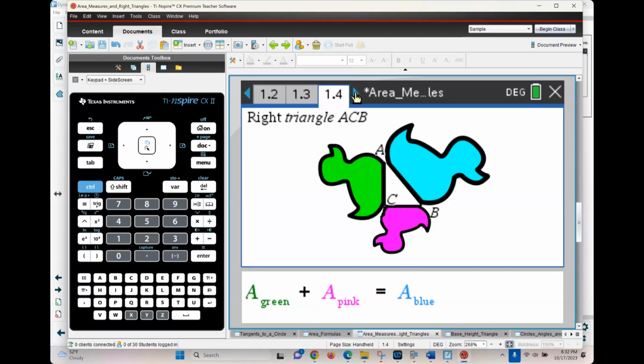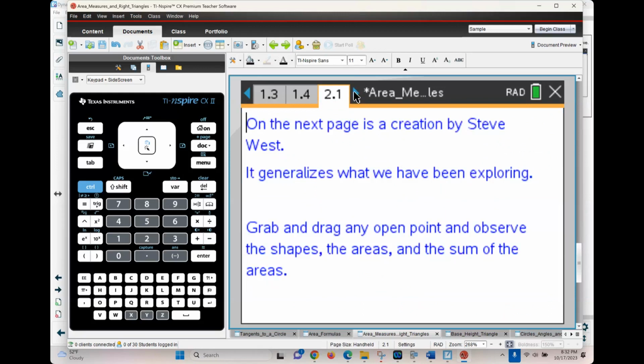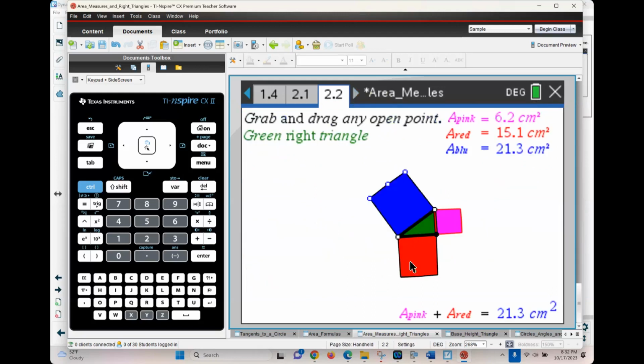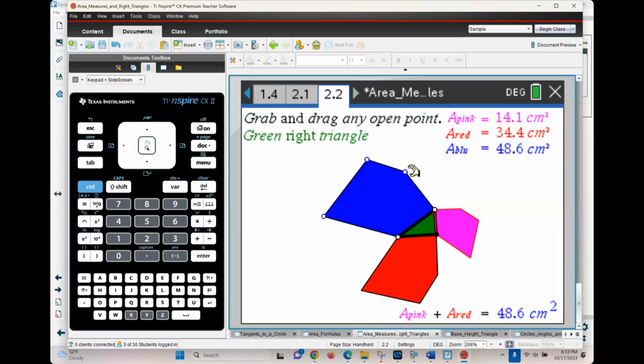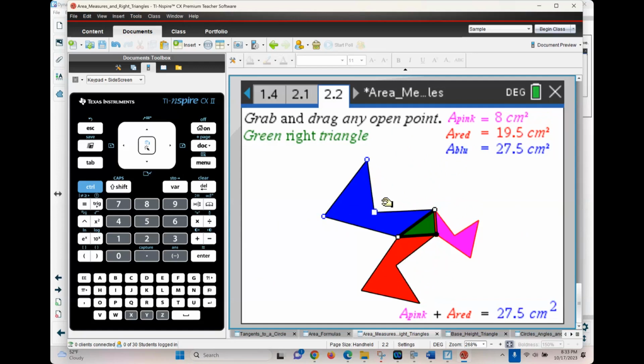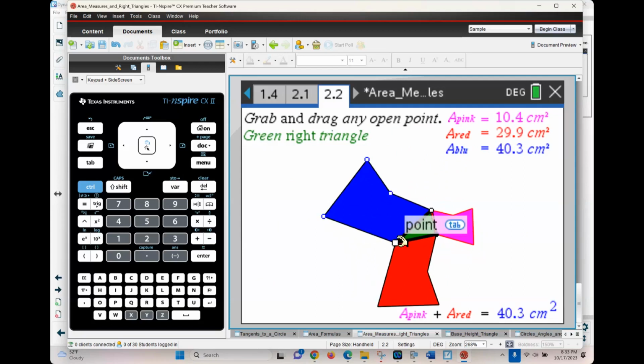And then this one, Steve West, T-Cubed instructor from New York, came up with, and I thank him many times for this. So here we have, somebody might say, well, it's the same old thing. The area of these squares add up: pink plus red equals blue. But you can go ahead and make this any type of figure you want. In this case, these are pentagons, really weird looking pentagons. And they could even be concave. And then pull it out and so on. So I thought this was kind of a cool thing to illustrate that.